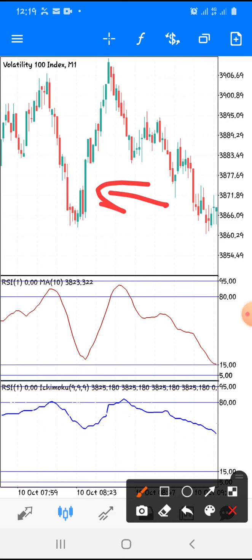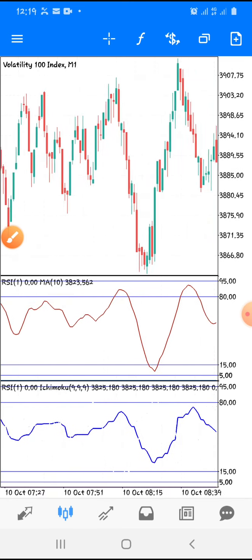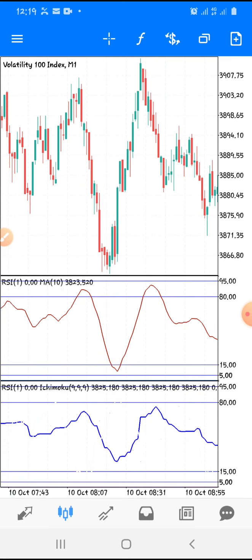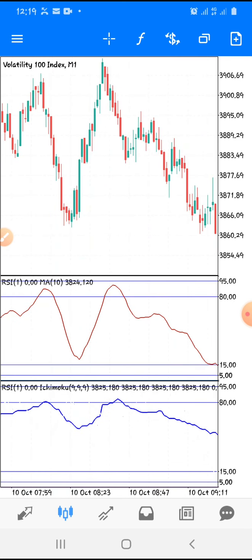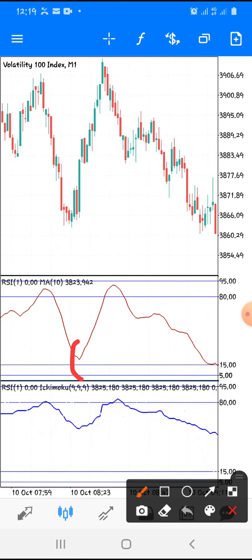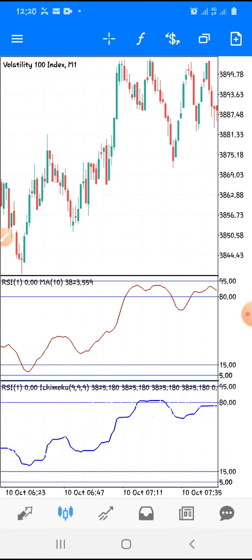But I would advise you not to take it at all, because our agreement remains unchanged: we should observe that the moving average should be in between 5 and 15, and the Ichimoku should be slightly above the 15% level. That's when you will make money. Here, though it was an uptrend, do not enter.